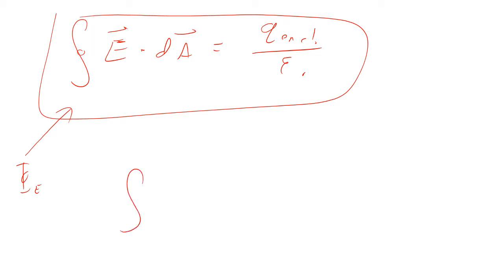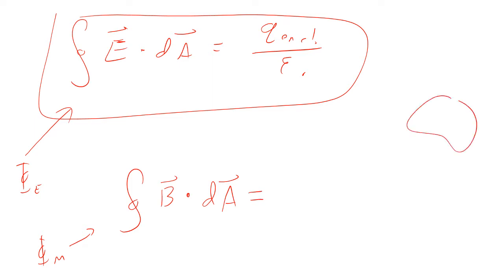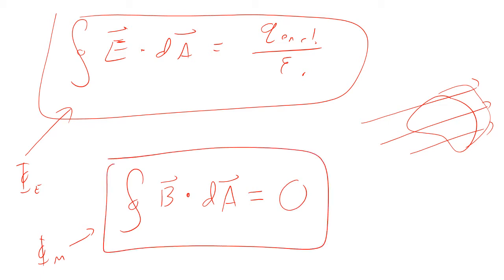Now, we had mentioned in passing magnetic flux, the integral of B dot dA. That is magnetic flux. But if you go across an entire enclosed area, magnetic fields go in and out, and so the total is going to be zero. So this is Gauss's law for magnetic fields.